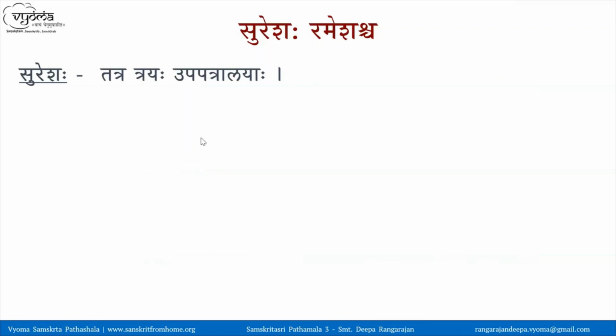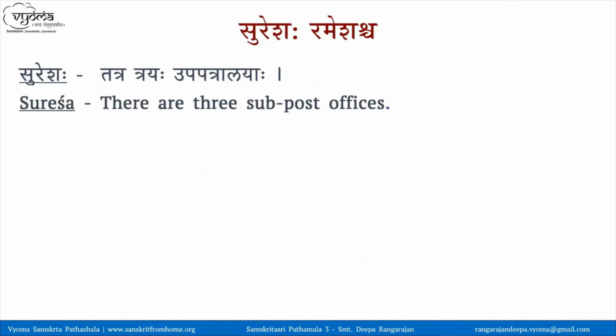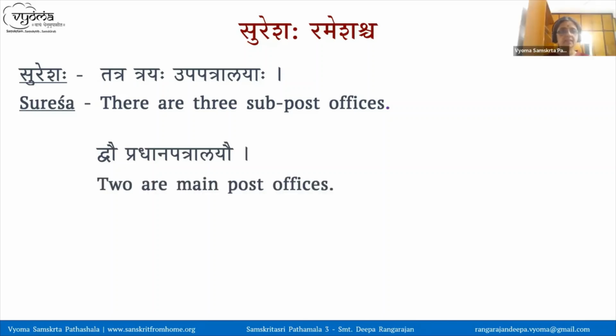Sureshaka, tatra trayaha upapatralayaha. There, three are sub post offices. So he mentioned five post offices, out of them three are sub post offices. Dve pradhana patralaye: two are big ones, major ones. There are two main post offices.